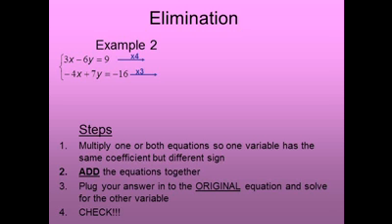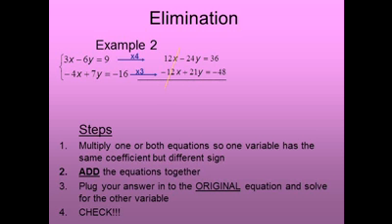So my x's will be positive 12 and negative 12. Both of these multipliers are positive numbers because we already had one positive, one negative. So we're going to multiply all three terms. On the top we'll have 12x minus 24y equals 36. On the bottom we'll have negative 12x plus 21y equals negative 48.